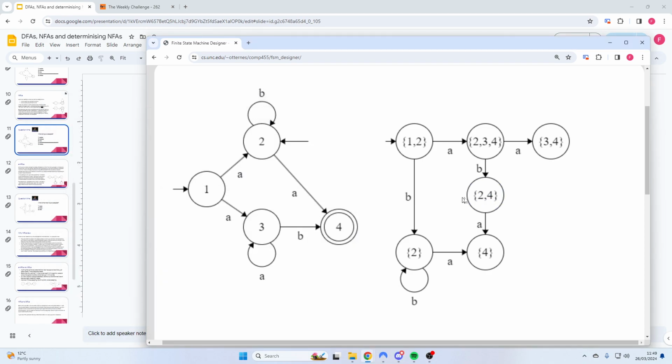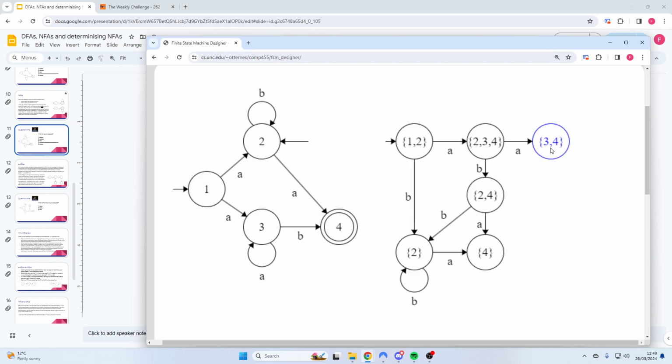Okay. We also need to consider B coming out of 2 and 4. So if we have B coming out of 2, it would go in on itself. 4 would reject, so 2 and 4, B goes directly to 2. Okay, so what haven't we considered? We haven't considered this path here.